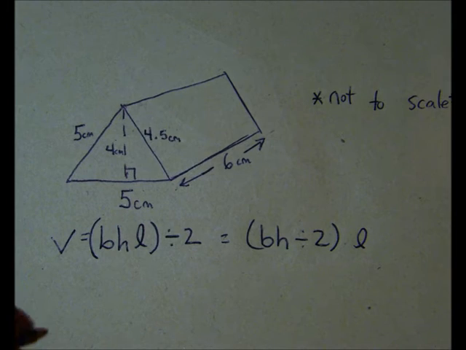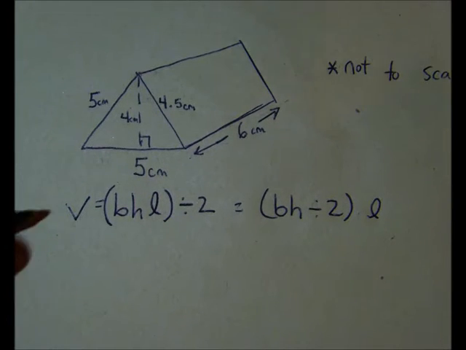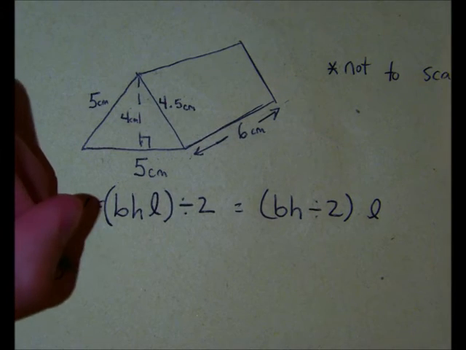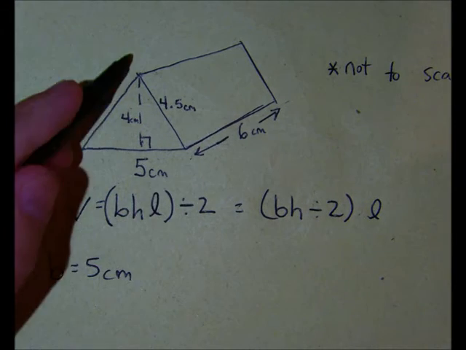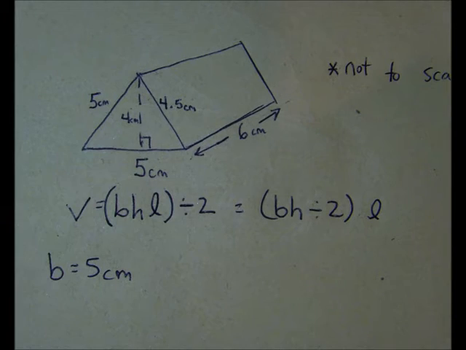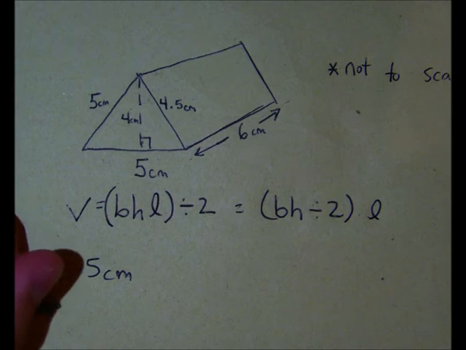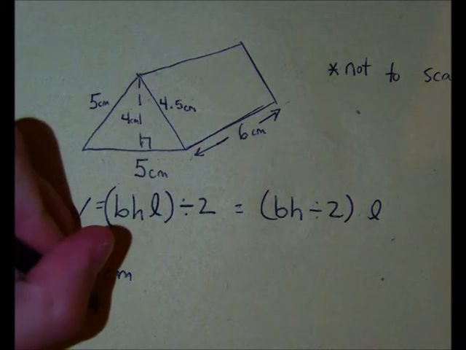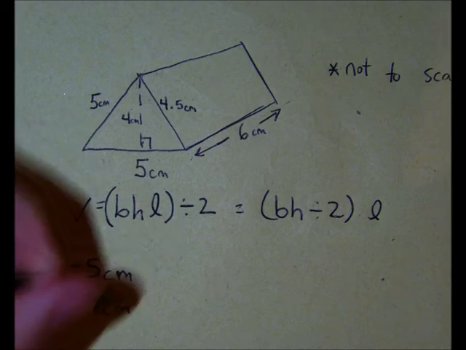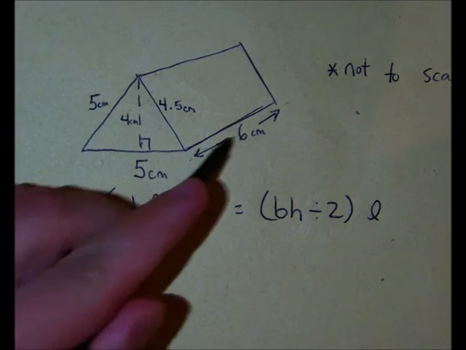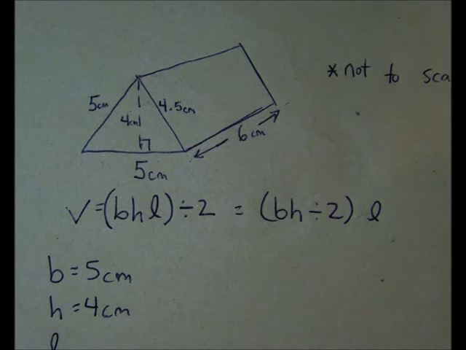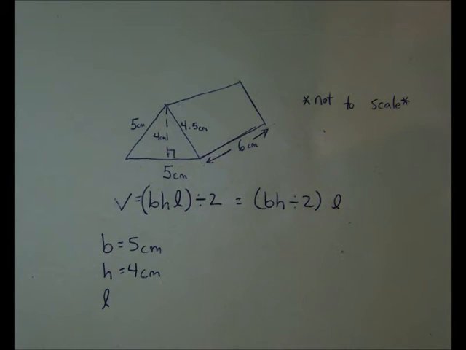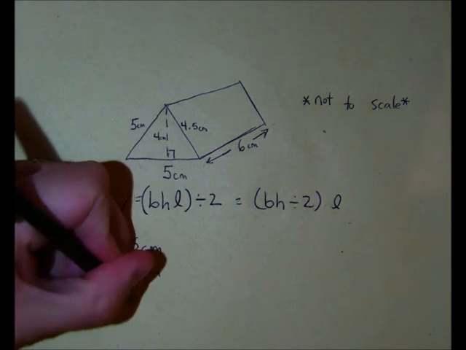So I'm going to indicate what my base, height, and length are. Base equals 5 centimeters, and that is because it is perpendicular, or 90 degrees, to my height. My height, therefore, is 4 centimeters, and the length of my prism is 6 centimeters. I'll zoom out here a little bit so you can see this. Okay, so the length equals 6 centimeters.